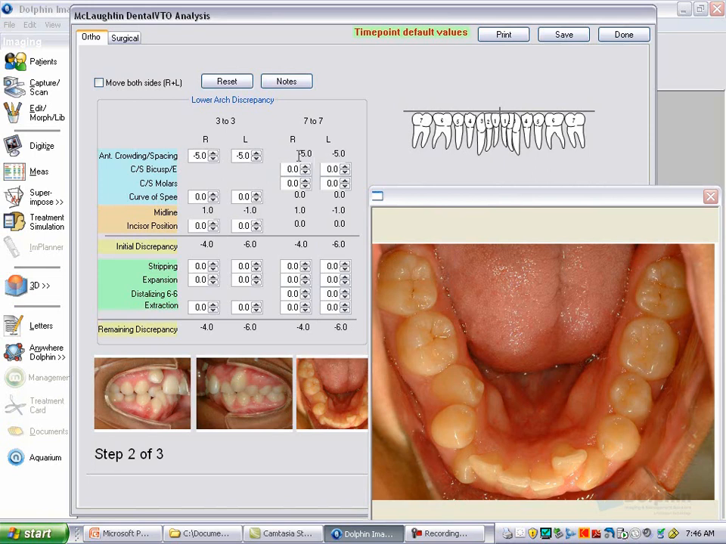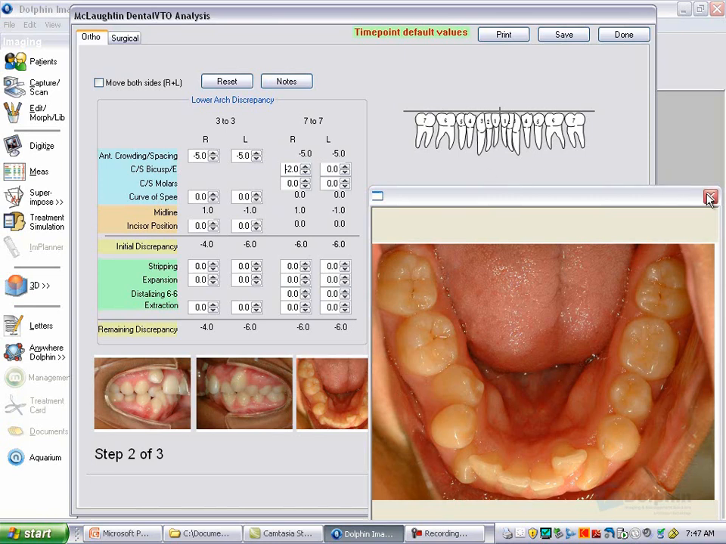So now we've noted what's going on in the anterior segment. Now we move to the bicuspid region, and of course there's nothing located on the 3 to 3 column because we are now posterior to that area. So in the 3 to 3 column on the lower right, we note that we have 2 millimeters of crowding. So we're going to click in a -2. We're left clicking here. And then on the lower left side, we have no crowding. So we'll leave that at 0.